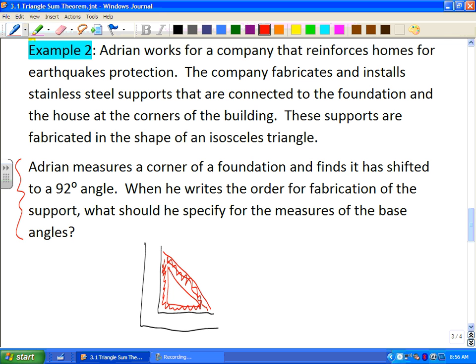Now, Adrian measures the corner of the foundation, which it sounds like she comes in after the fact, after the foundation's already built, to install these. It says Adrian measures the corner of the foundations and finds it has shifted to 92 degrees, which will happen. When they build a house, it's a perfect 90. And then as the ground shifts, different things happen. It shifted to 92 degrees. It says, when she writes the order for the fabrication for the support, what should she specify for the angles of the base angles? Let me give you a better picture.